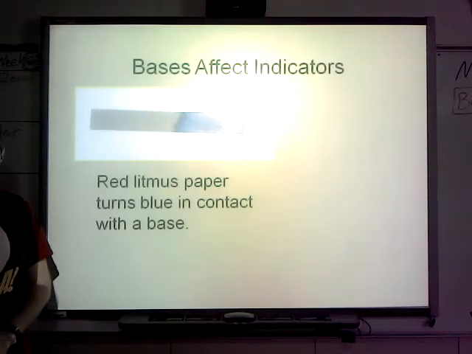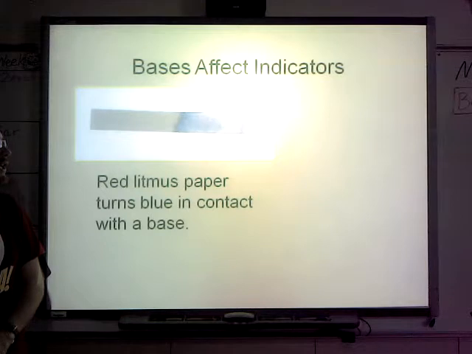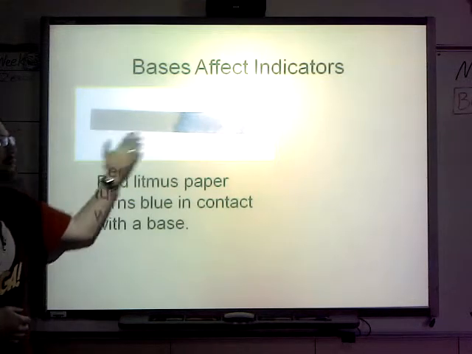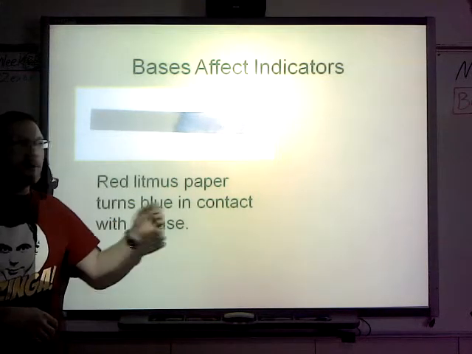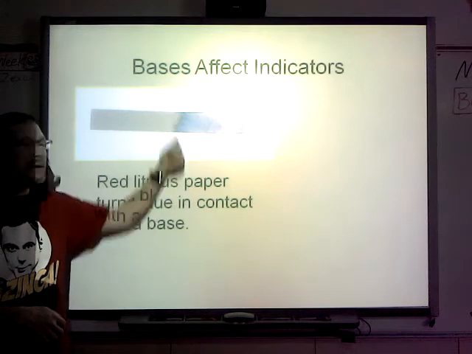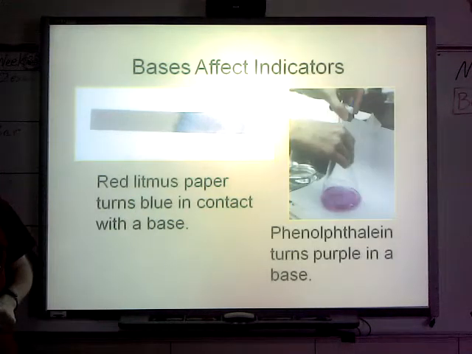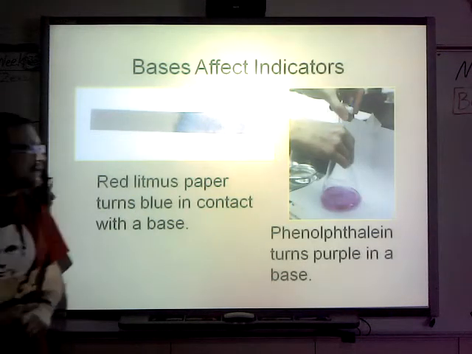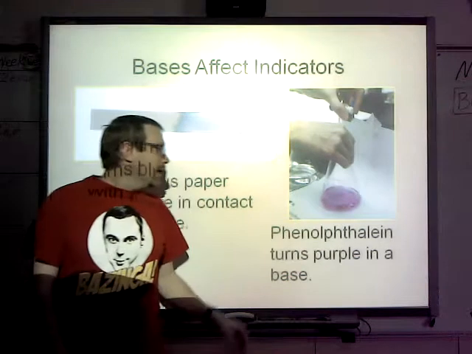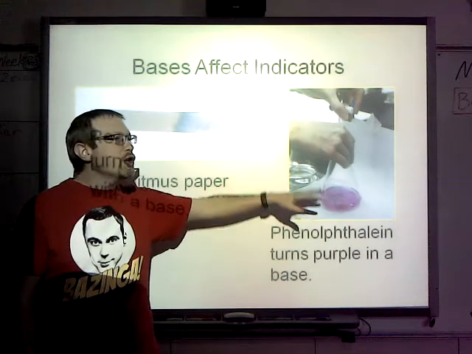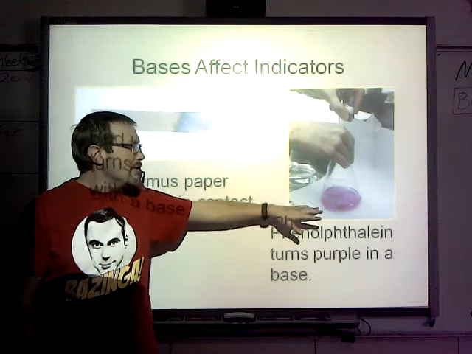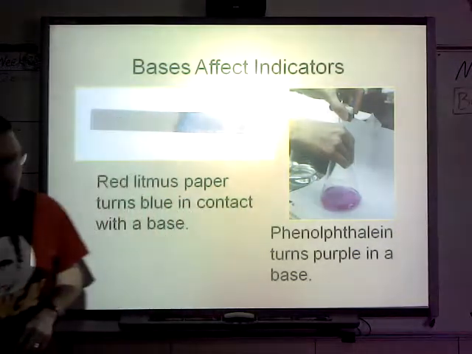Bases also affect indicators. In the case of litmus, bases turn red litmus blue. A good way to remember that is B for blue and B for base. Another classic indicator of bases is phenolphthalein, which turns pinkish or purplish in the presence of a base. Real pretty kind of pink-purple color.